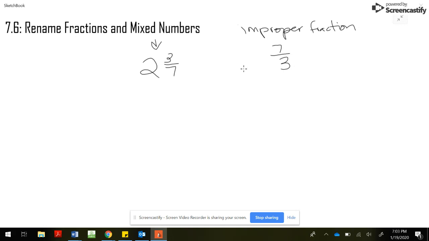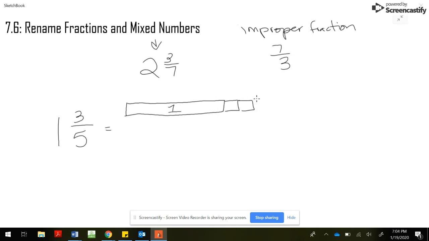So if we have a fraction like 1 3/5, I could draw out 1 whole piece, and then 1/5, 1/5, 1/5. And I have 1 3/5. But maybe I'm having a party. I want everyone to get 1 piece. And right now I can only share with 4 people, and one person's going to get a way bigger piece than everyone else. So we want to think, is there a way that I could give everyone the same size piece?